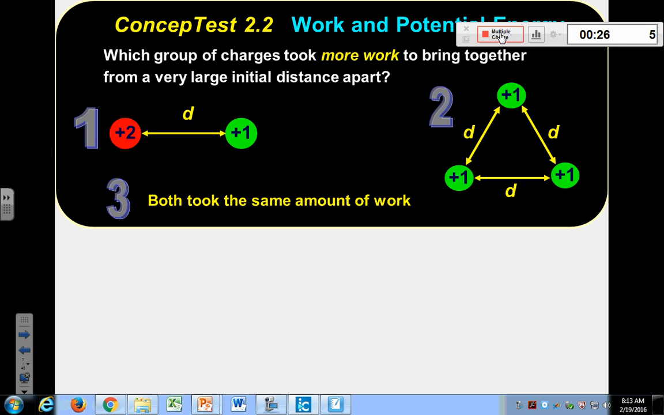The work required to assemble the charges is equal to the potential energy in the configuration of charges. Remember, our potential energy is KQQ over R. 10 or 15 more seconds. Stop at 1:15, let's say.